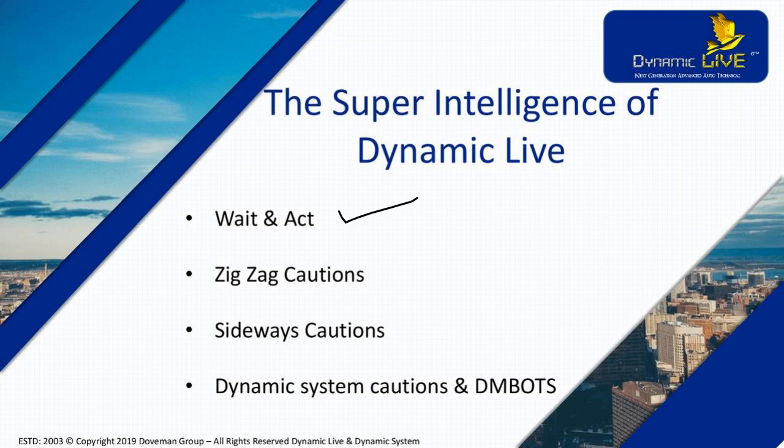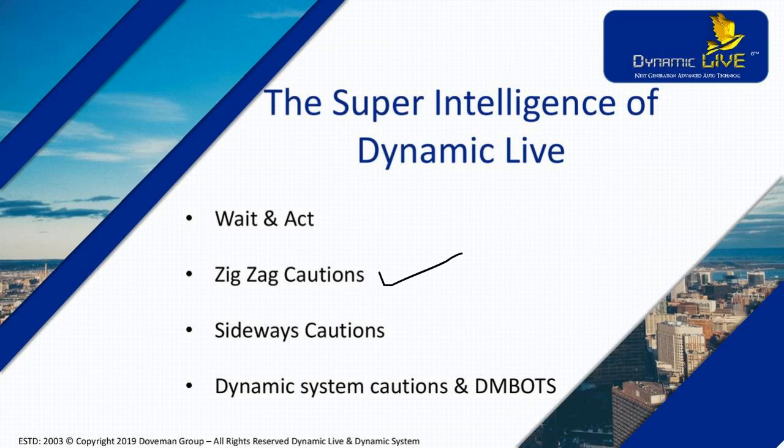Similarly, when the price is decreasing, if Dynamic Live feels that this is not a good point to sell, it will tell you: sell signal, wait and sell. When you read that message, you know that you are not supposed to buy or sell yet. So when to enter, when not to enter, when to exit, when not to exit is taken care of by this intelligence. Similarly, we have the zigzag caution intelligence.